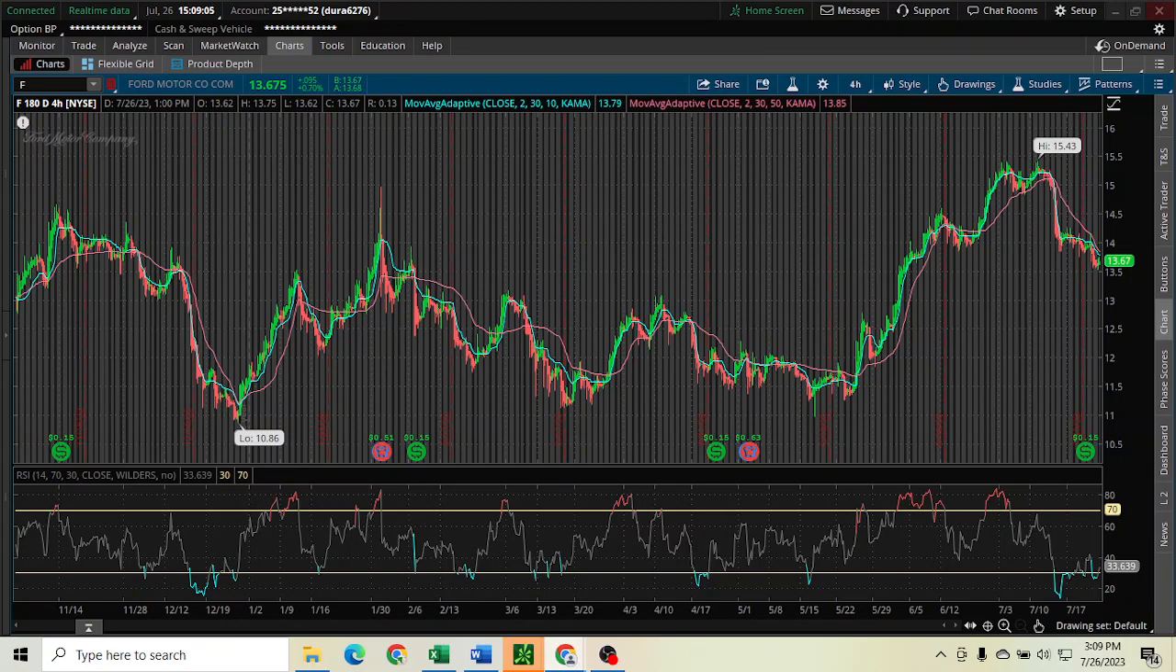Now you guys can see my screen. I got Ford up. I know you guys are rolling your eyes. Everybody hates Ford. I hate Ford, but they have earnings tomorrow. So I'm looking at their chart, and a couple things jump out at me.